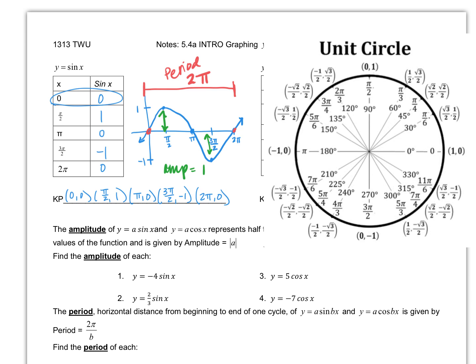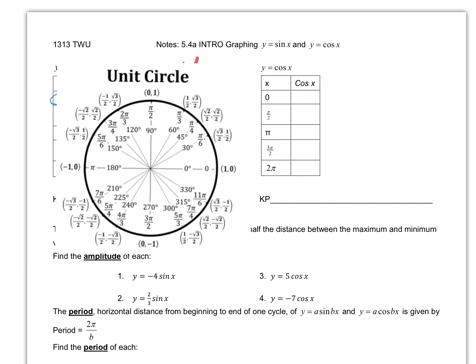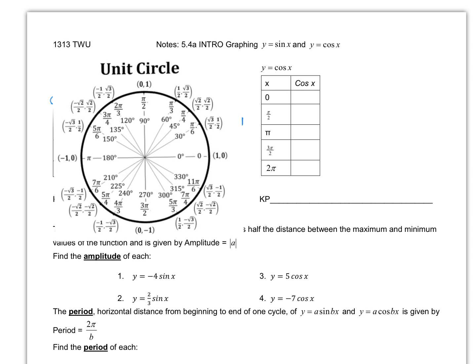Now, let's do the same exact process, but this time with cosine. All right, cosine, what am I looking for? The x values. Thank you so much. All right, so where x is 0, what is the cosine at 0? Pi over 2, what's cosine? At pi, what's cosine? 3 pi over 2? 2 pi? 1.